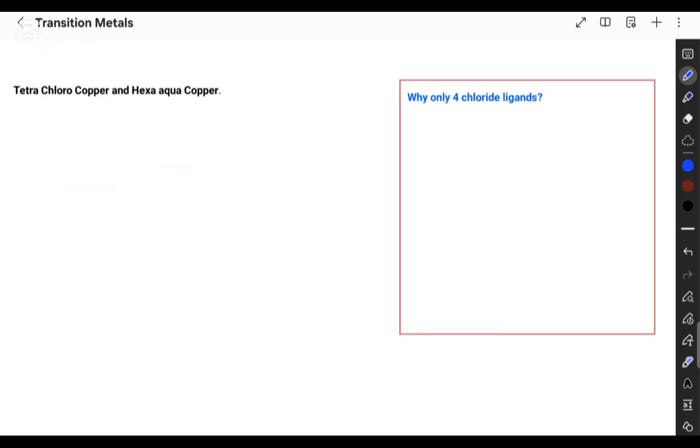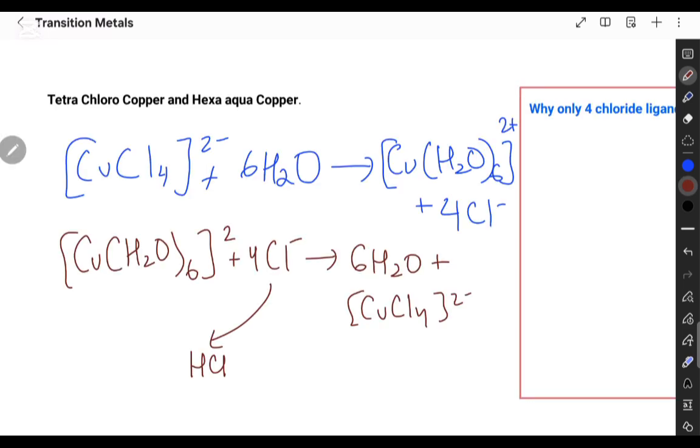Next, we're going to be talking about hexaaquacopper and tetrachlorocopper as well. Right, so we have another reaction here where we have tetrachlorocopper, and when you add that in water, you're going to have hexaaquacopper, and then you have the 4 chloride ions, and the reverse can take place below as well. So it's just the same thing, but in reverse. Okay, so when you add water to tetrachlorocopper, which is actually a green solution, it becomes a blue solution.